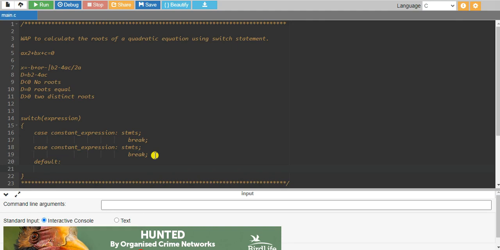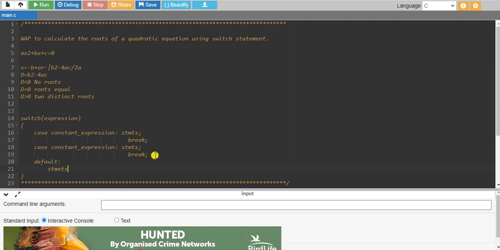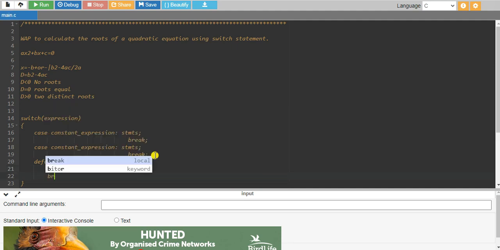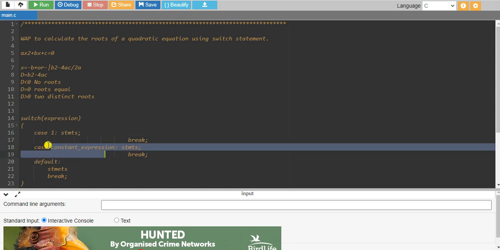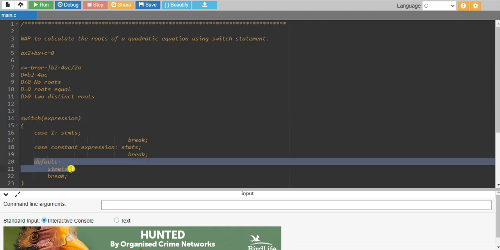Then here we can have a number of statements, then break this. If there is no case match with this expression, assume case 1 instead of this constant expression, where I'll take 1 here. And if the expression is not equal to 1, and is not equal to some other value, then there is no matching case with this expression in this switch statement. It will execute the default statements if present.